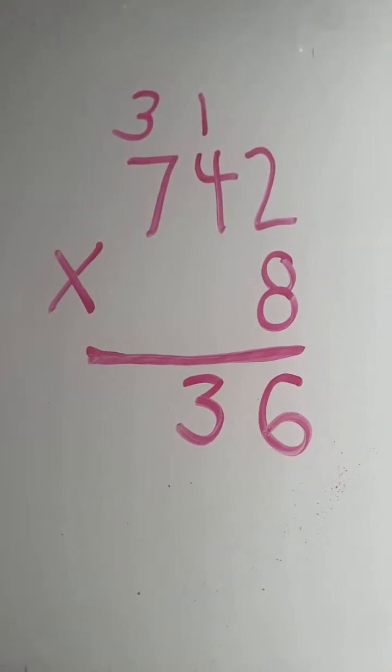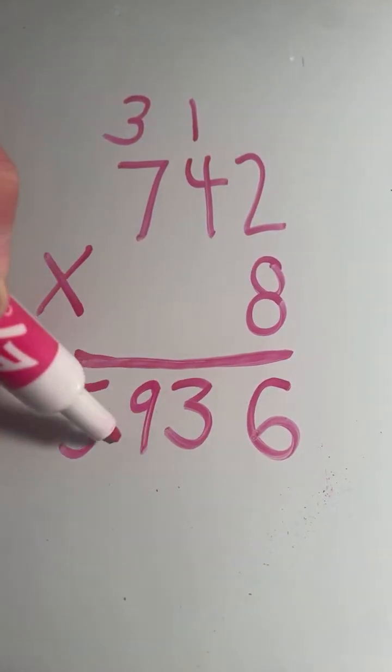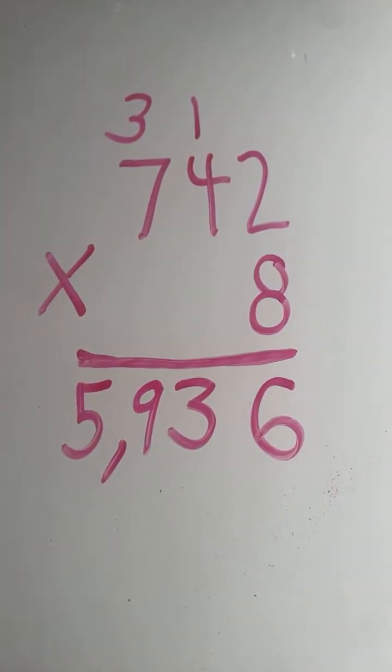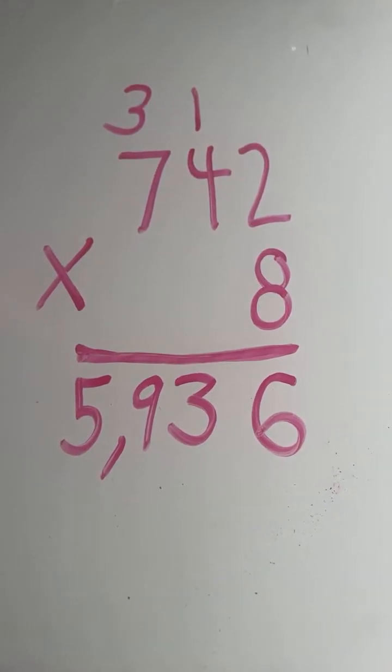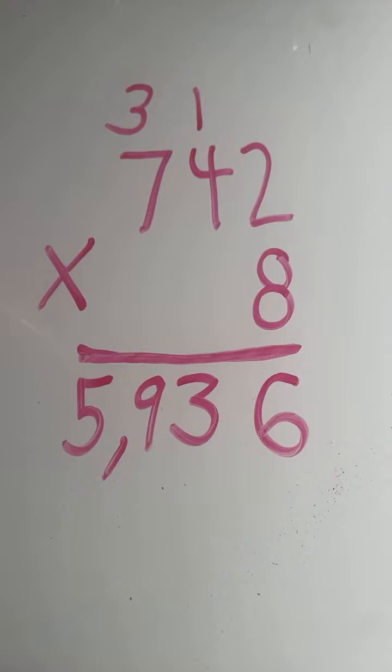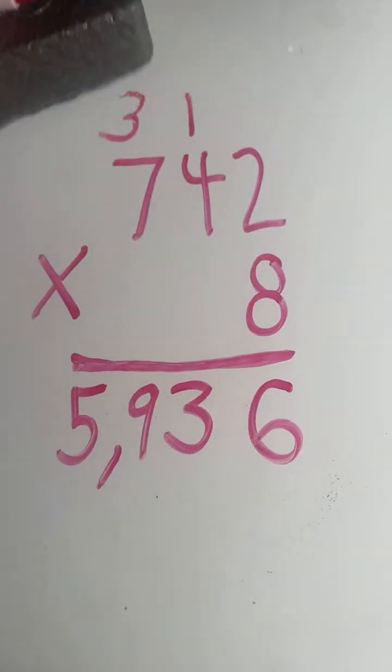7 times 8 equals 56, plus 3 equals 59. And we have our final answer. 5,936 is our final answer. 742 times 8 equals 5,936. All right, next example problem.